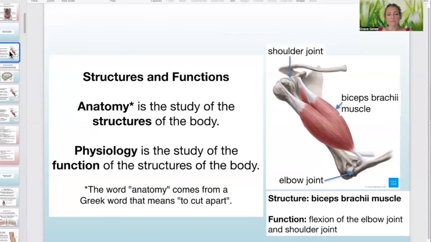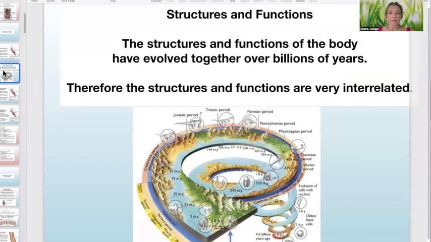So anatomy is the study of the structures of the body, whereas physiology is the study of the functions of the structures of the body. FYI, the word anatomy comes from the Greek word that means to cut apart. So that's where that came from. And structures and functions of the body have evolved together over billions of years. Therefore, structures and functions of the body are very interrelated.